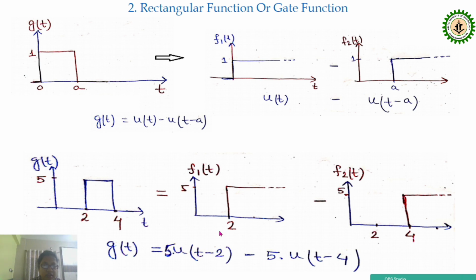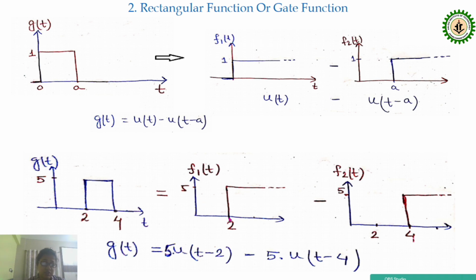We know that if we start a step function at t equals 2, we can represent this way: at t equals 2, one step function is started. When I write u(t minus 2), the amplitude is 1, but we need amplitude 5, so we just multiply by 5. So 5 u(t minus 2) gives a step function which starts at t equals 2 and has magnitude 5.